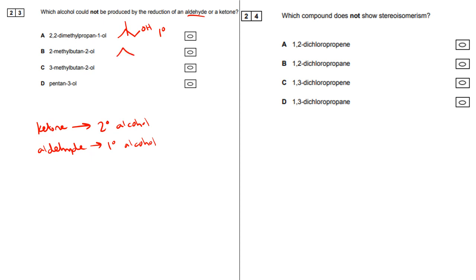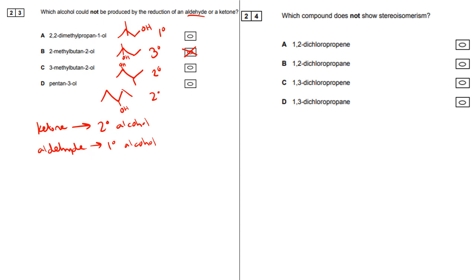2-methylbutan-2-ol. So you've got 4 carbons, you've got a methyl group on carbon 2 and an OH group on carbon 2. This is a tertiary alcohol, so it can't be formed by the reduction of an aldehyde or ketone. Let's just check the other ones. Butan-2-ol, so you've got your OH on carbon 2 and your methyl group on carbon 3. That one's secondary, formed from a ketone. And pentan-3-ol is going to be a secondary alcohol as well. So the tertiary alcohol can't be formed by the reduction of an aldehyde or ketone.